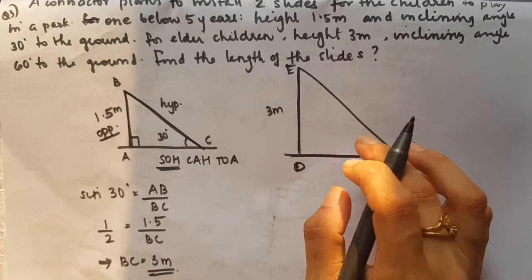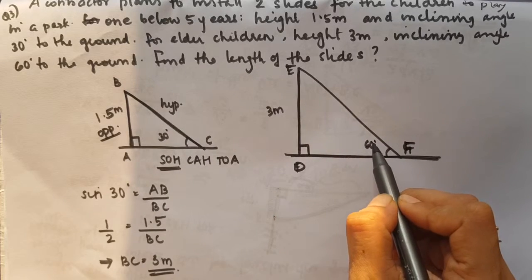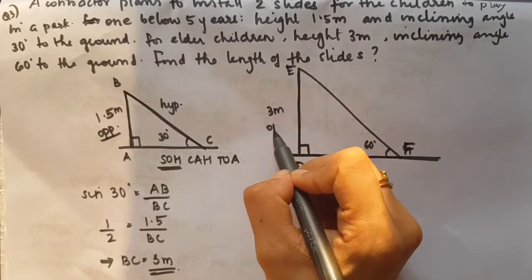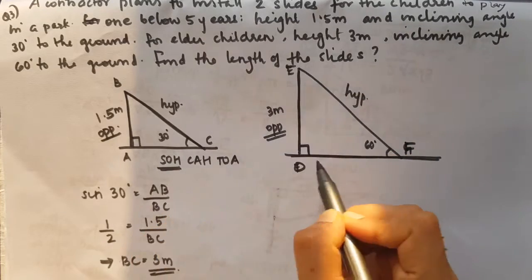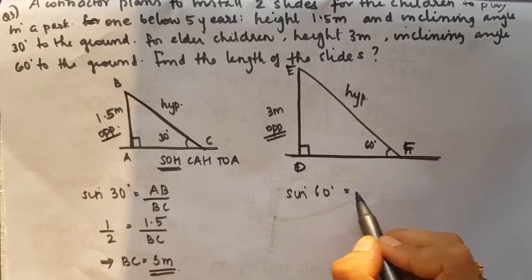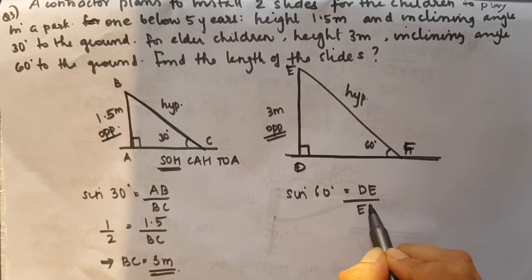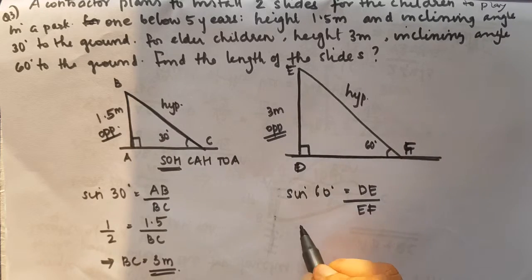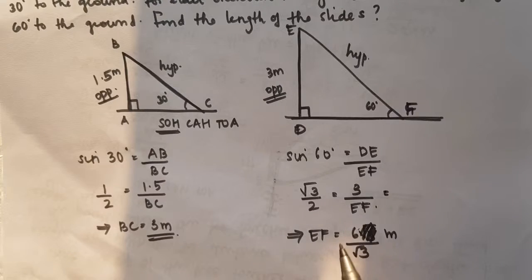Now moving on to this triangle here, we have again the angle given as 60 degree and we have the opposite, and again we have to find the hypotenuse. Okay, so we use the same sine over here. So sine 60 degree is equal to opposite, that is DE by EF. So sine 60 degree is equal to root 3 by 2 is equal to DE is 3 by EF. So that gives 6 by root 3 meters.